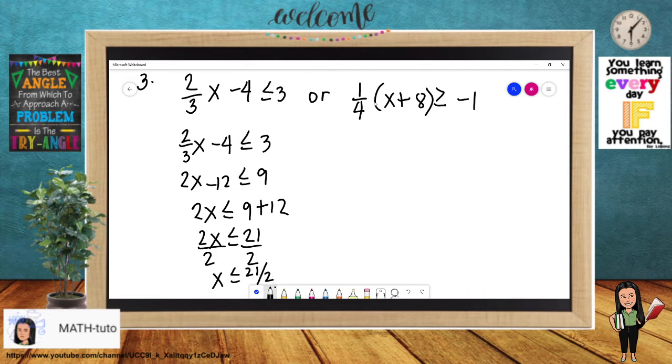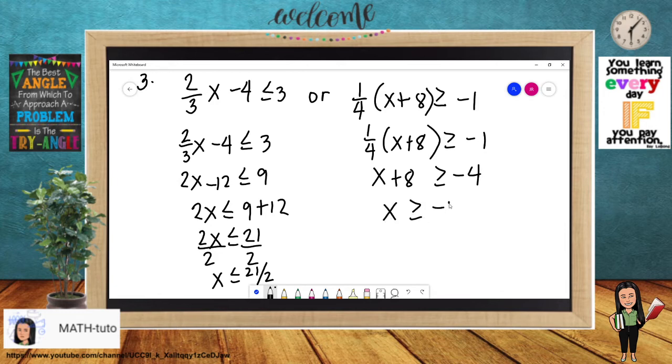Okay? On this part of our compound inequality, 1/4 times quantity x plus 8 is greater than or equal to negative 1. If we multiply both sides by 4, we have x plus 8 greater than or equal to negative 4. We have x greater than or equal to negative 4 minus 8. x is greater than or equal to negative 12.